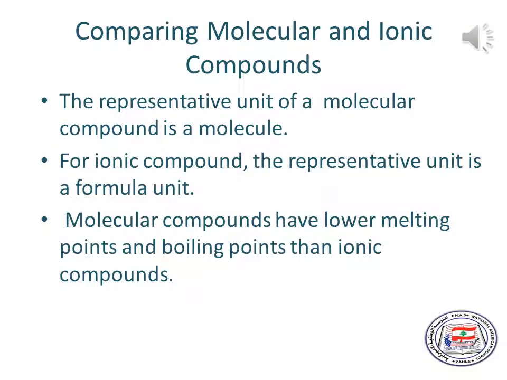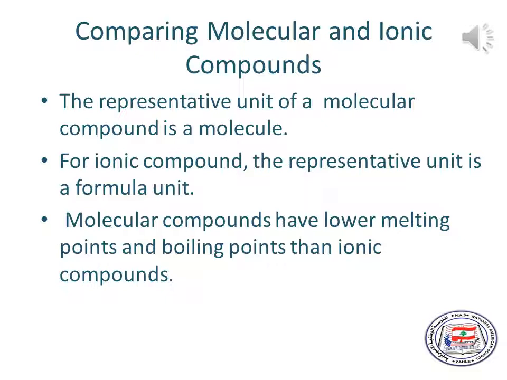Comparing molecular and ionic compounds. The representative unit of a molecular compound is a molecule. But for an ionic compound, the representative unit is a formula unit. So, a molecule is made up of two or more atoms that act as a unit. But an ionic compound consists of continuous arrays of ions. So, there is no such thing as a molecule of sodium chloride or a molecule of magnesium chloride.